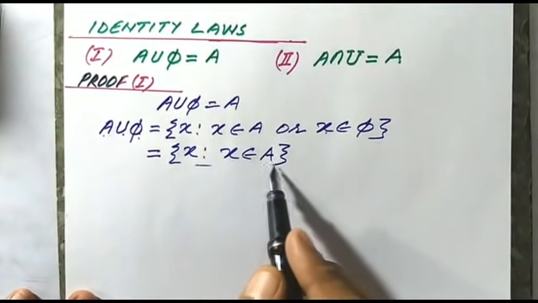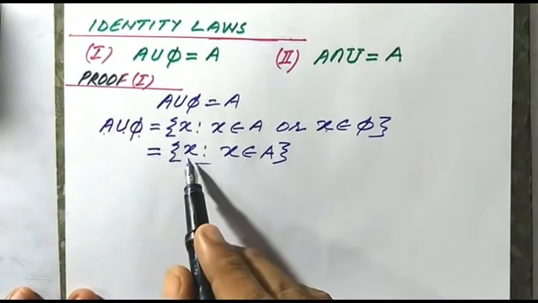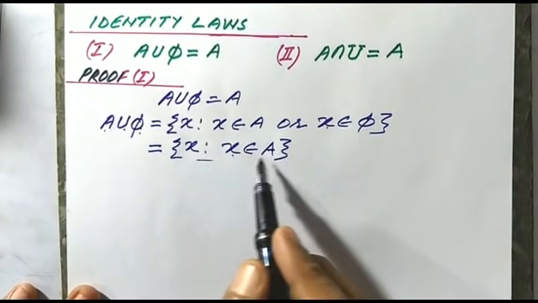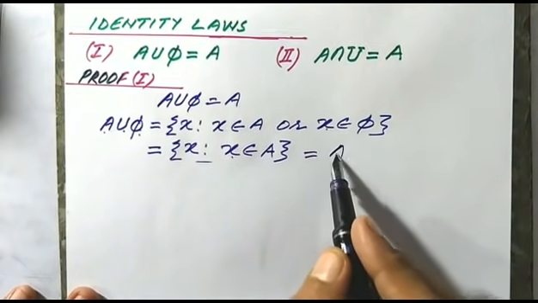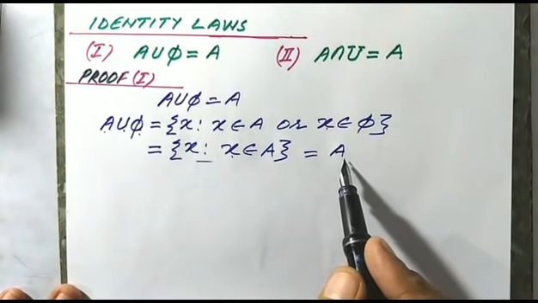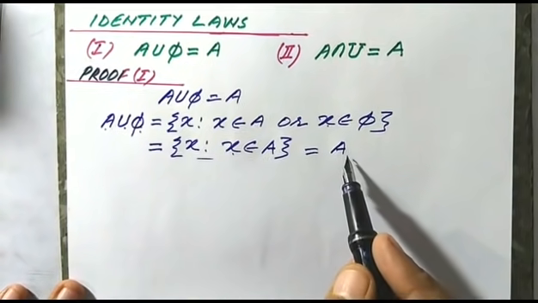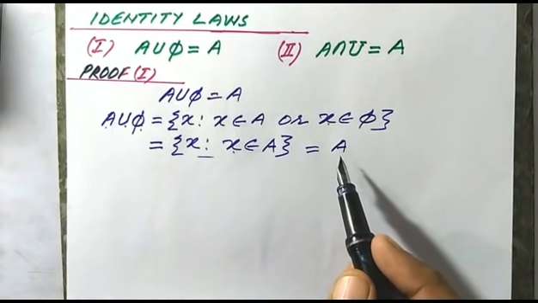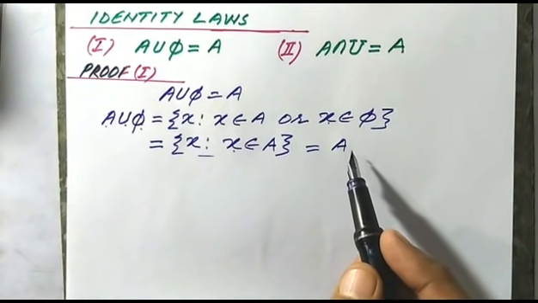Again, this is the definition of set A, a set of X where X belongs to A, that is the set A itself. So we have proved that A union phi is equal to set A itself. So we have proved the first identity law.